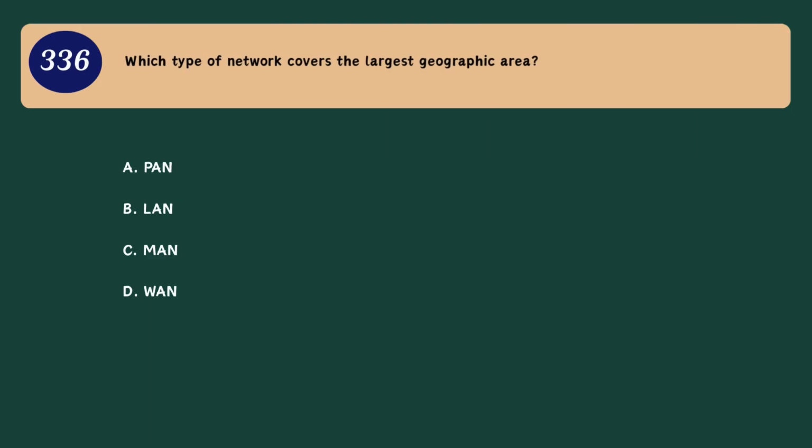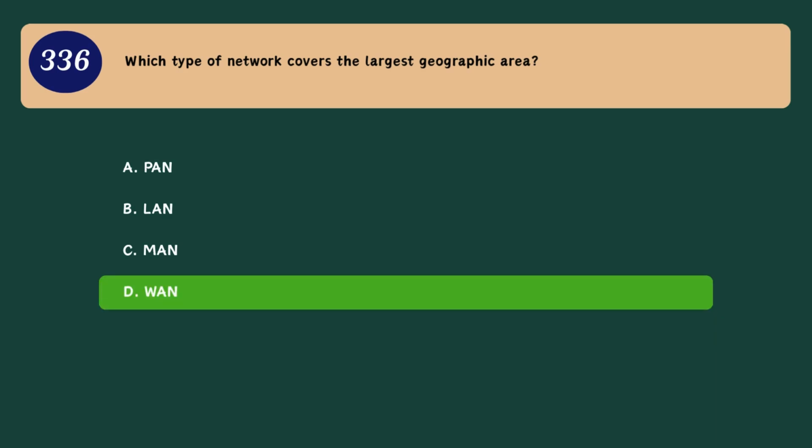Question 336. Which type of network covers the largest geographic area? A. PAN. B. LAN. C. MAN. D. WAN.